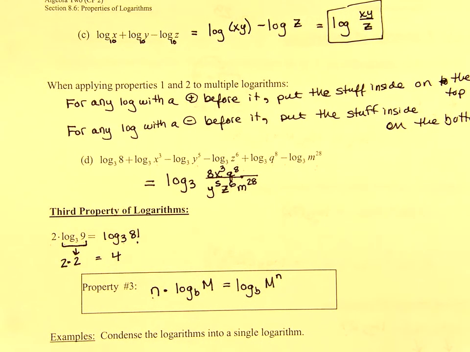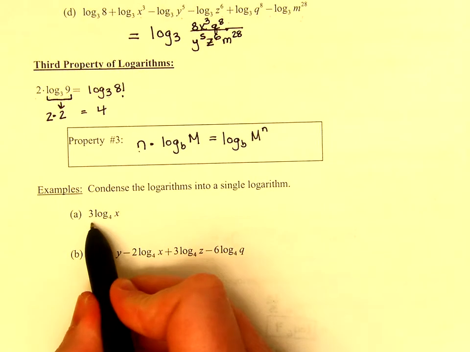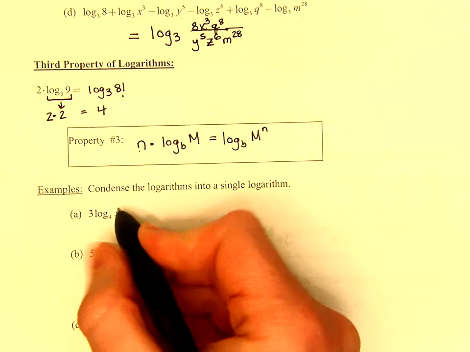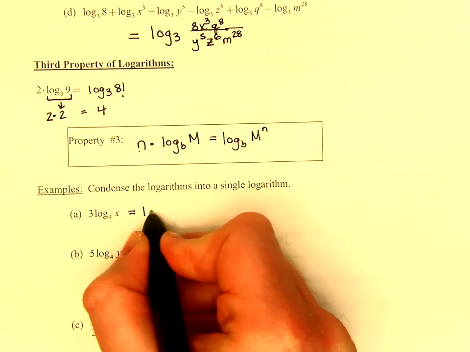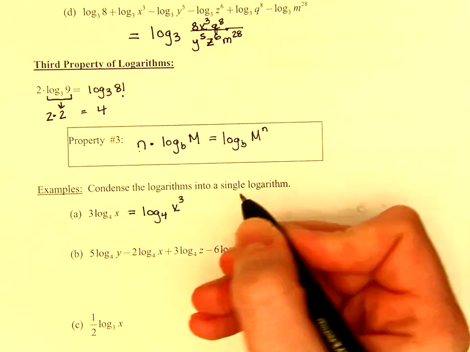So let's take a look at a couple of examples. The first one shouldn't be a big deal. 3 times log base 4 of x. Well, that number out front can become a power inside our logarithm. This is going to equal log base 4 of x to the third. That's it.